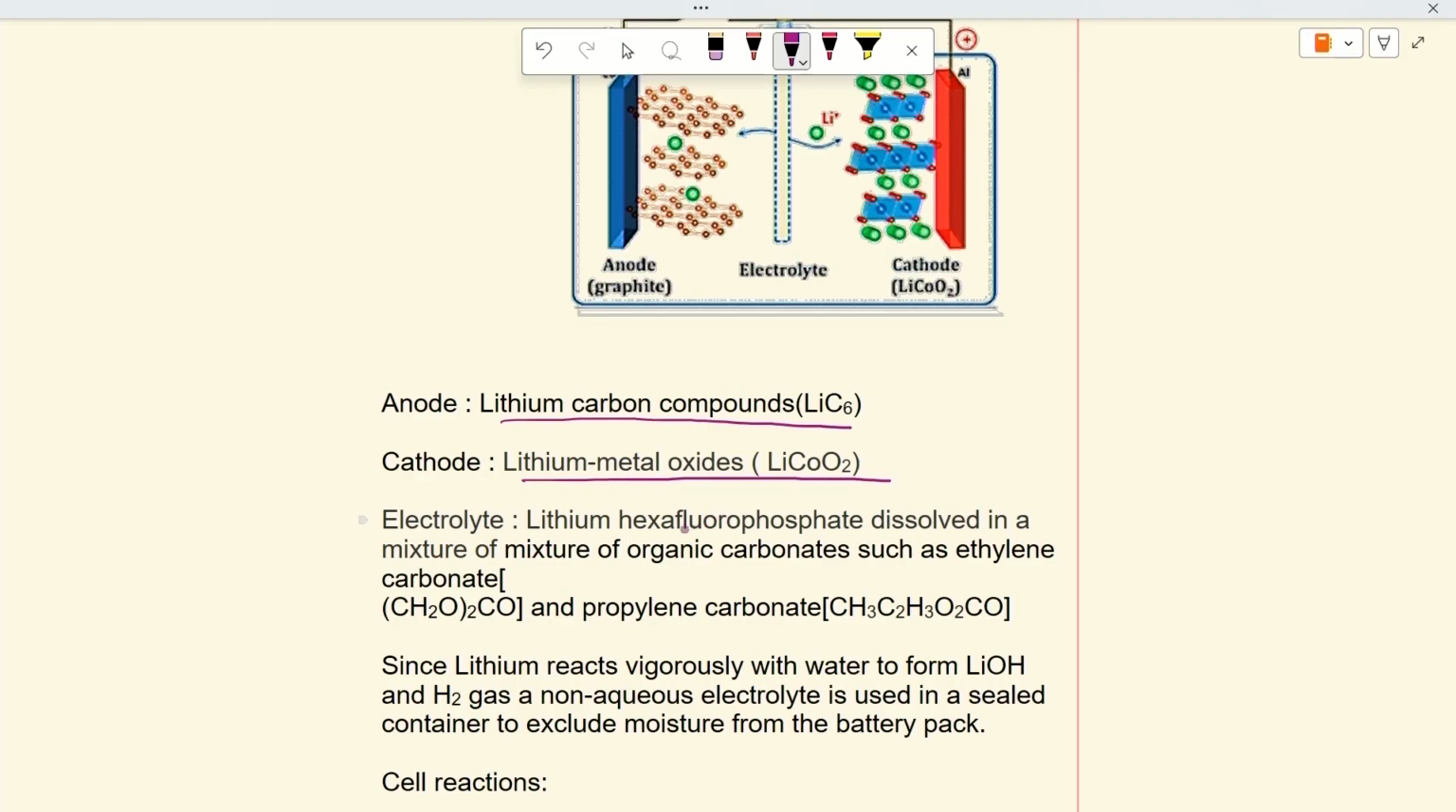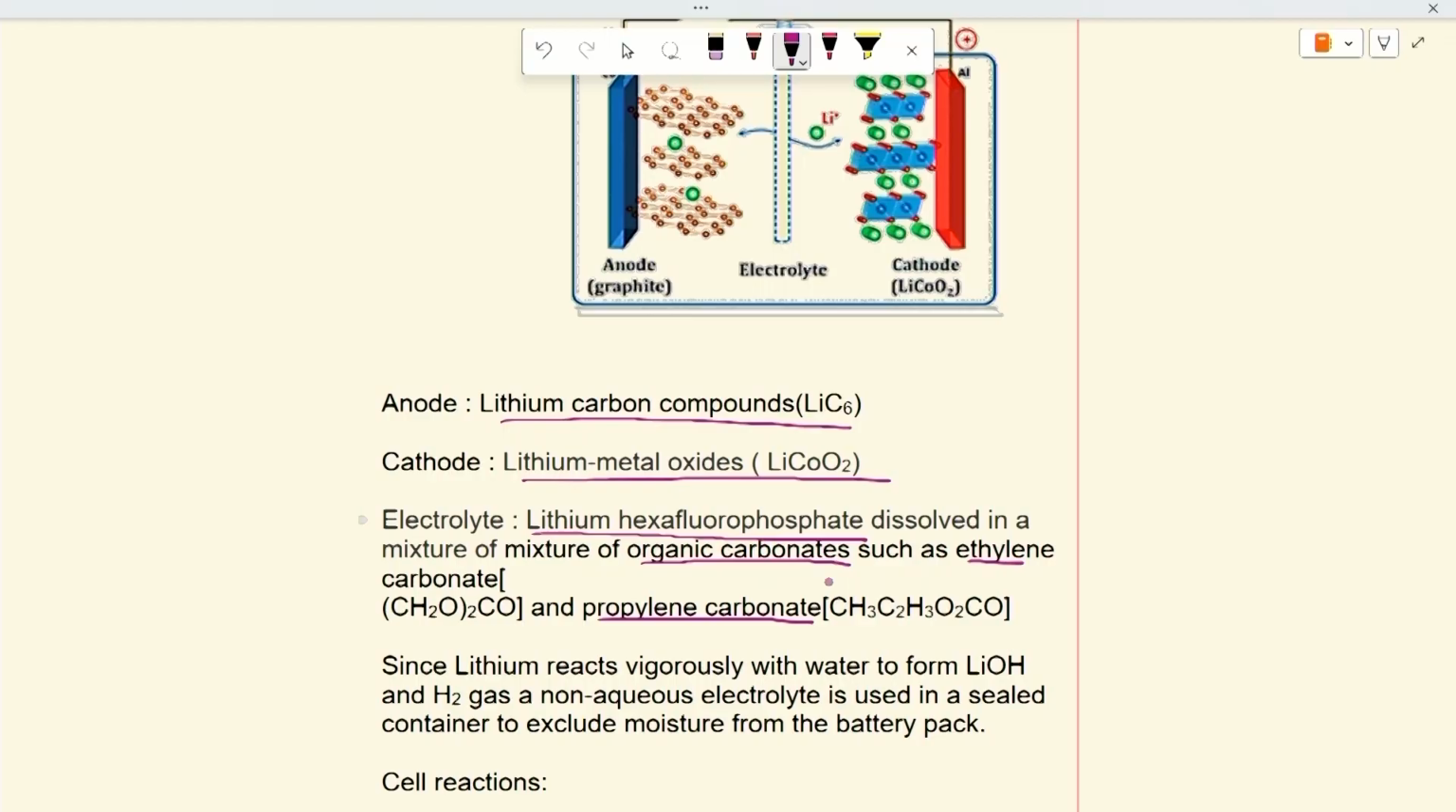Here we have organic compounds or solvents, and the electrolyte is lithium hexafluorophosphate dissolved in a mixture of organic carbonates such as ethylene carbonate or propylene carbonate. Got it? It is very important. You cannot use an aqueous solution. Lithium hexafluorophosphate dissolved in either ethylene carbonate or propylene carbonate or mixture of that. So, that is what we use, organic compounds.